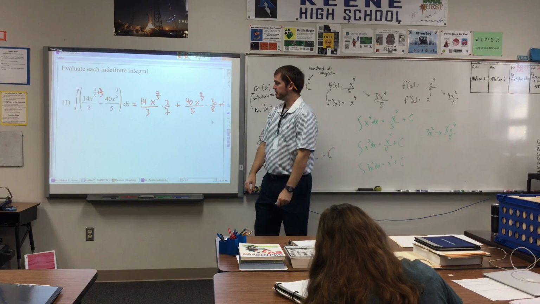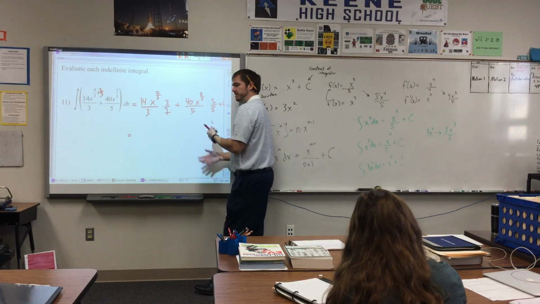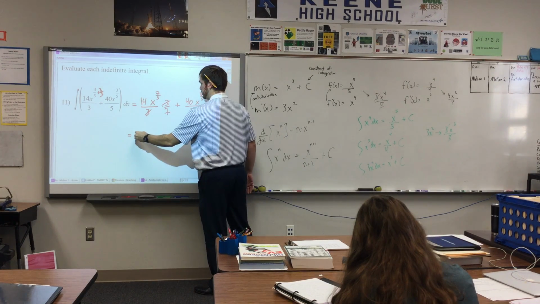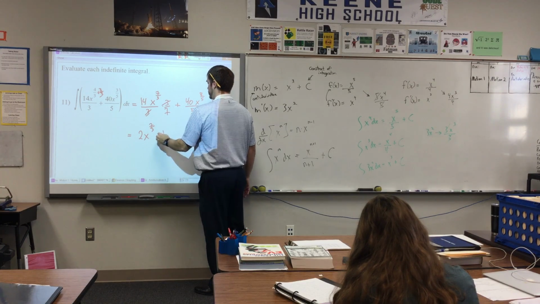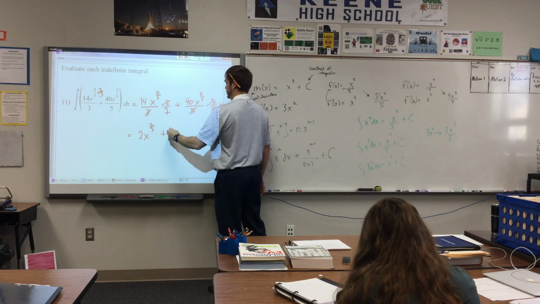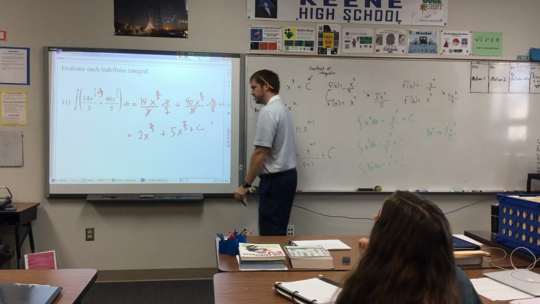Almost snuck away from us, thank you. Saving us. Let's see. Then it's just a matter of doing some simplification. So those 3's cancel, that 14 over 7 reduces to a 2x to the 7/3 plus, 5's cancel, the 40 over 8 reduces to a 5. So 5x to the 8/5 plus c.